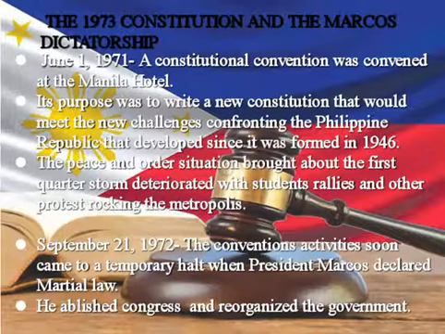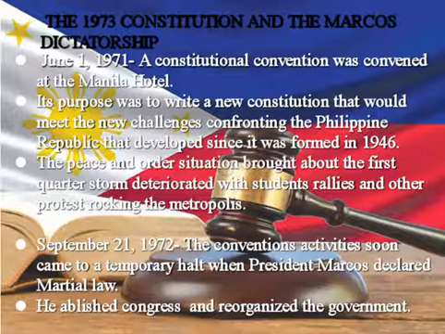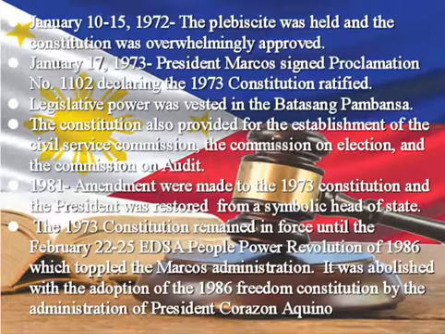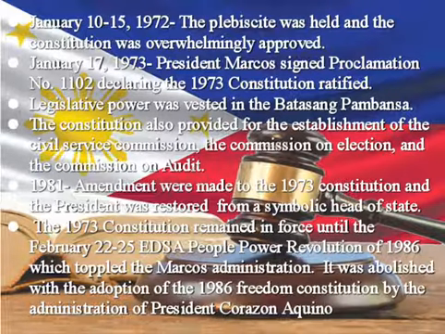On September 21, 1972, the convention's activities soon came to a temporary halt when President Marcos declared martial law, and he abolished Congress and reorganized the government. On January 10 to 15, 1973, the plebiscite was held and the Constitution was overwhelmingly approved. On January 17, 1973, President Marcos signed Proclamation No. 1102 declaring the 1973 Constitution ratified.